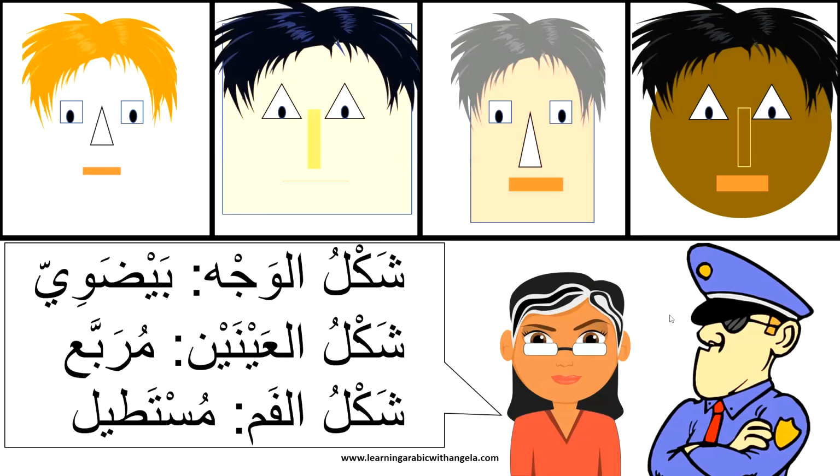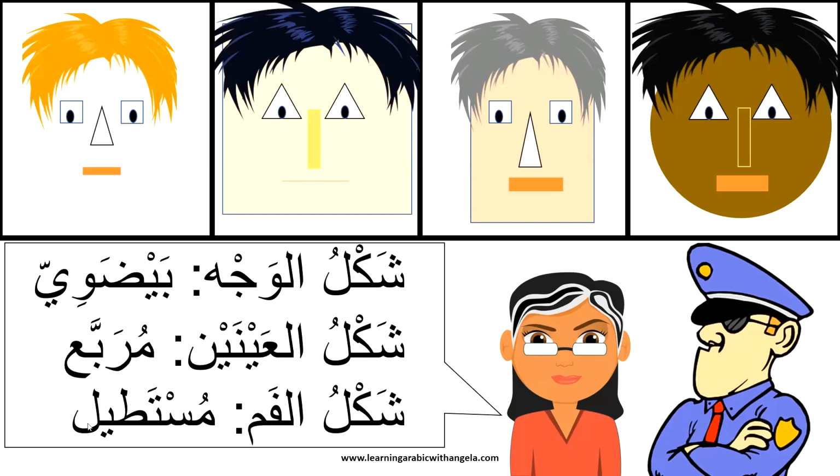Next one. We have a different description here. شكل الوجه بيضاوي. So we're going to remember بيضة, an egg. بيضاوي, so egg-shaped or oval. شكل العينين, the shape of the eyes, two eyes. مربع, and we're going to remember أربعة, which means four equal sides.